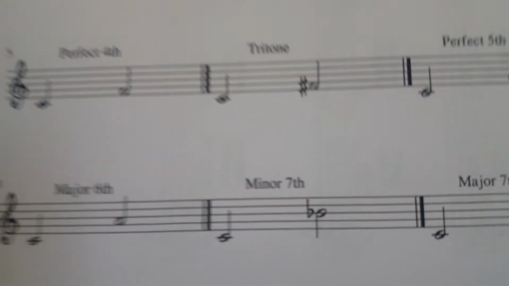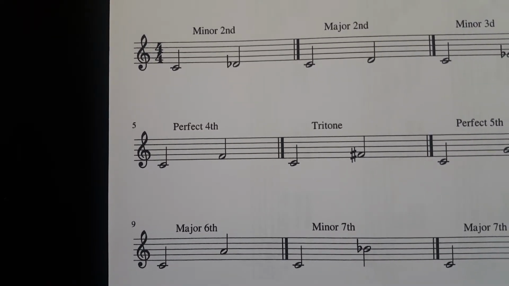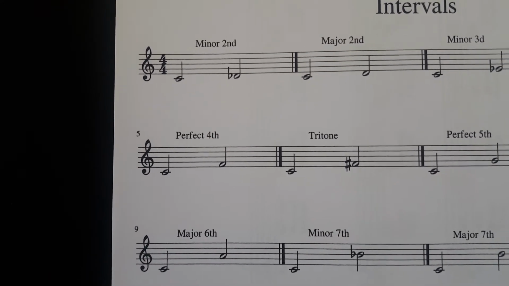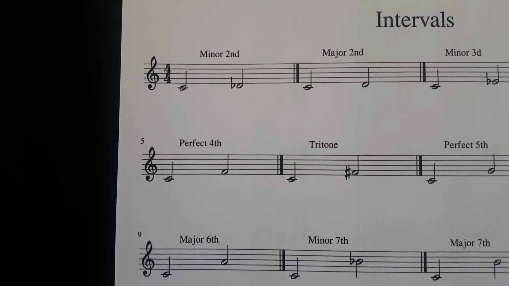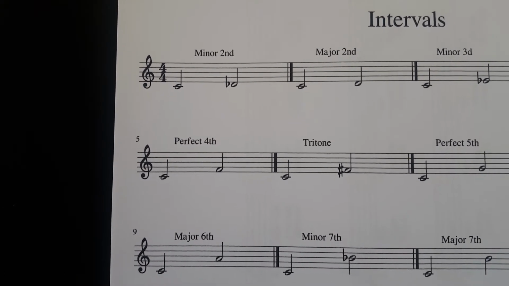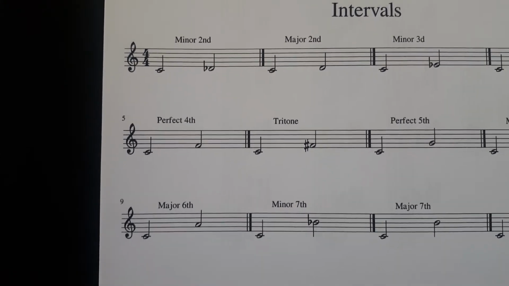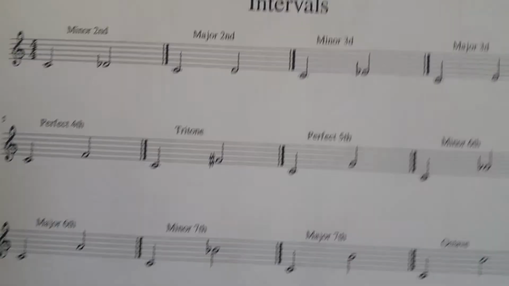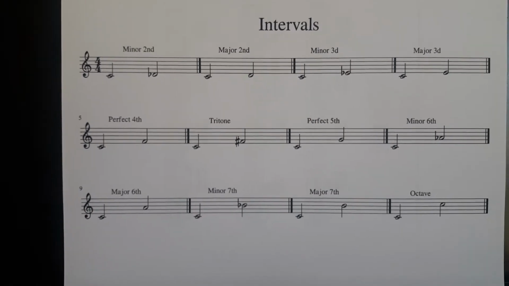Notice the fourth. This one is graphically written. From C to F is a fourth. C, D, E, F. And therefore from C to F sharp is a tritone, but I will identify that as an augmented fourth. All right? So those are our diminished and augmented intervals. All right?